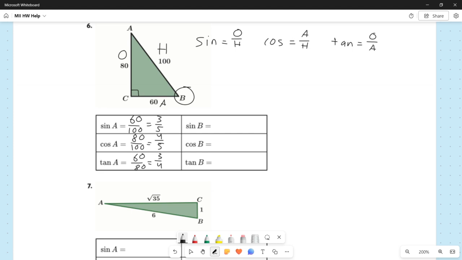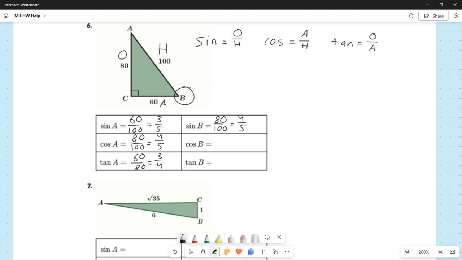My definitions don't change. Sine is still opposite over hypotenuse, and the side that's opposite B is 80. My hypotenuse, as always, is 100. And my GCF is 20, which means this becomes 4/5. Notice the relationship with my values on the left. So we've already seen 4/5.